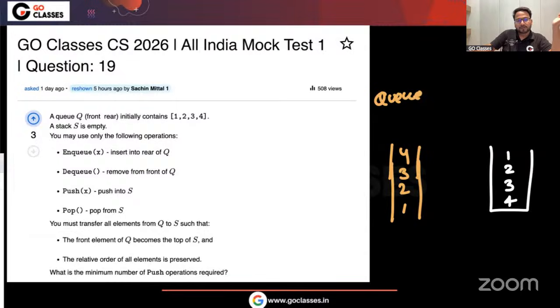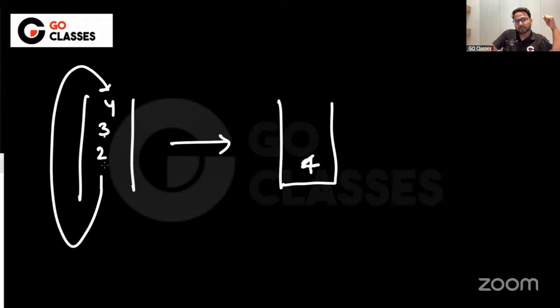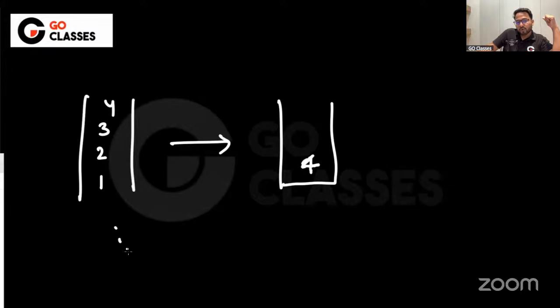So how to do it? See here, this is 1 2 3 4. You want to insert 4 first, then 3, then 2, and then 1, right? If you want the minimum number of operations, you just repeatedly pop and push within this queue, or enqueue and dequeue, such that 4 is at the bottom.